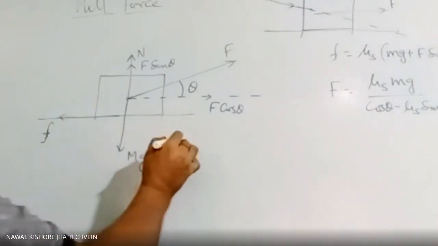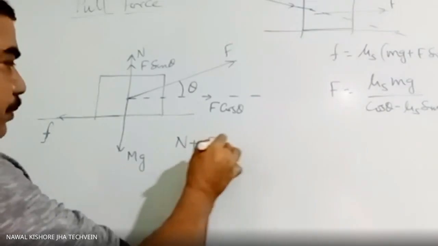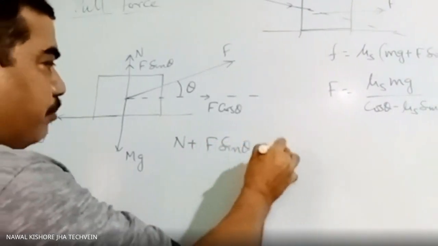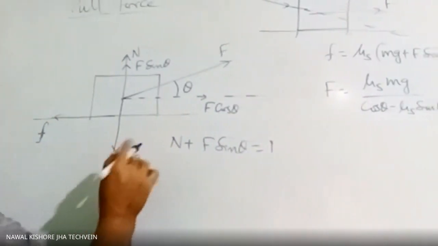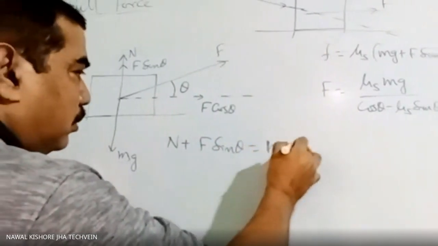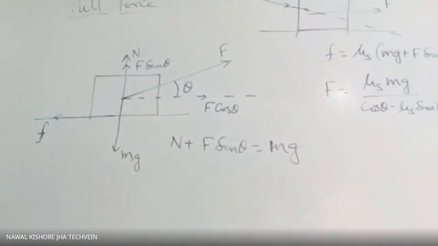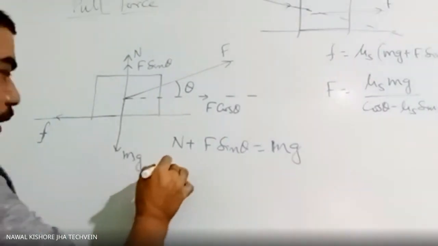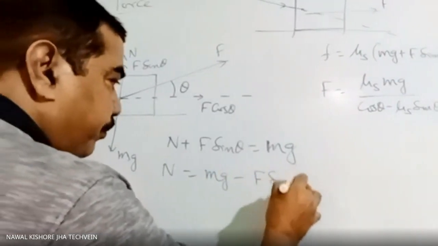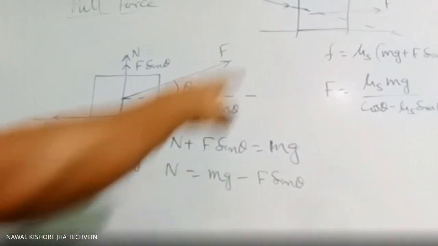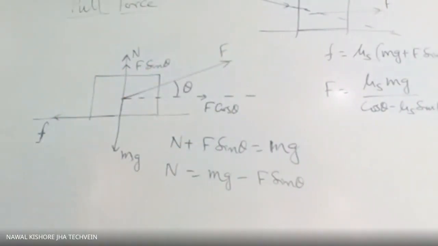So in this case, we are getting N plus F sin theta is equal to mg. We are getting small m there, so here also small m we can take. That means in this case, normal reaction is mg minus F sin theta. In that case, normal reaction was mg plus F sin theta. And here it is mg minus F sin theta. Naturally, normal reaction is less.